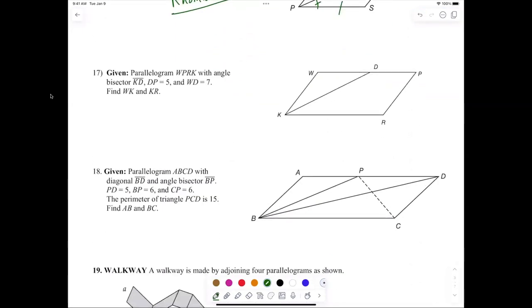Okay, so now let's look at number 17. Let's see if we can see any observations. It says, given parallelogram WPRK with angle bisector KD. So this right here is equal to this. DP is 5, and WD is 7.